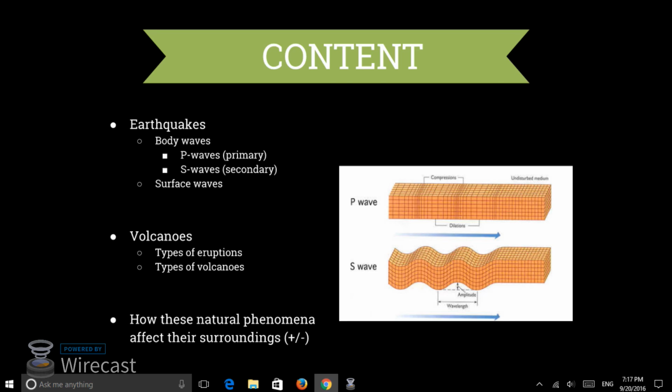As for lava, you should know this already, but magma is when lava is underground, and it's only called lava when it reaches above the surface. Additionally, go over how these natural phenomena incited by these tectonic plates can affect their surroundings, including people, flora, and fauna. And you should study both the positive and negative impacts.